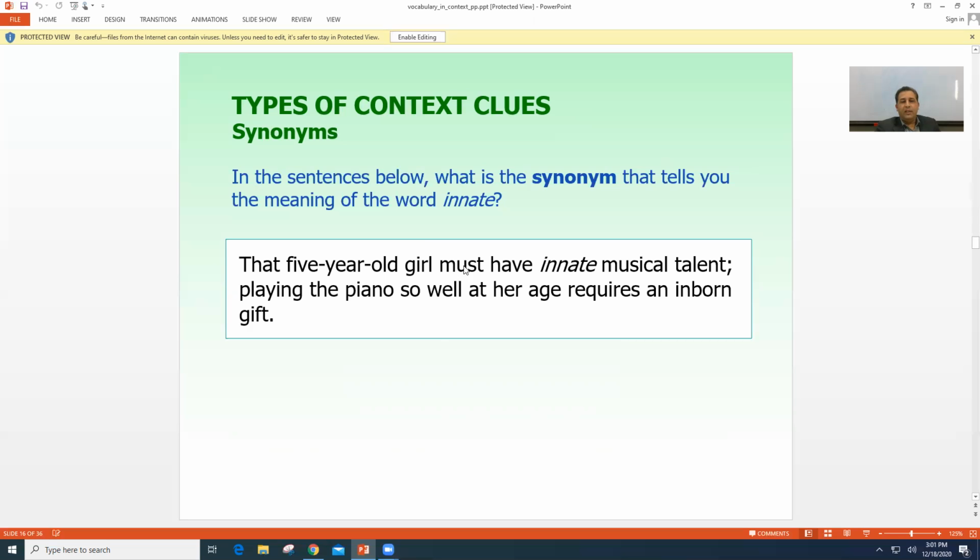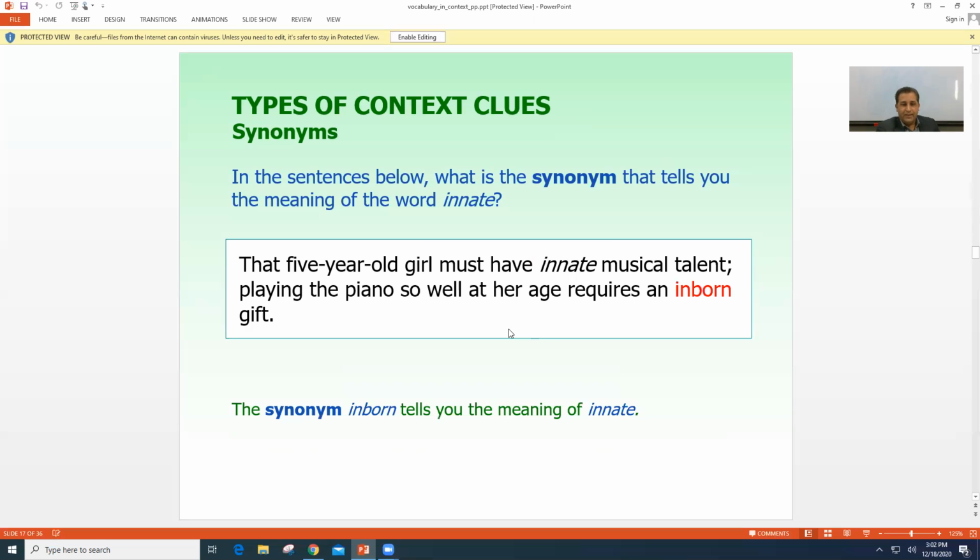That 5-year-old girl must have innate music talent. Playing the piano so well at her age, at only 5 years of age, requires an inborn gift. So, if you just look at the sentence, you would think that innate means perhaps an inborn gift. So in this sentence, we have a synonym context clue.